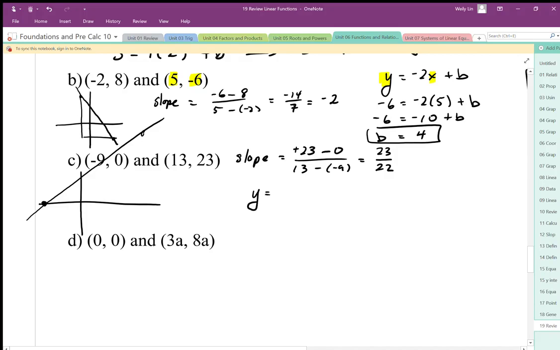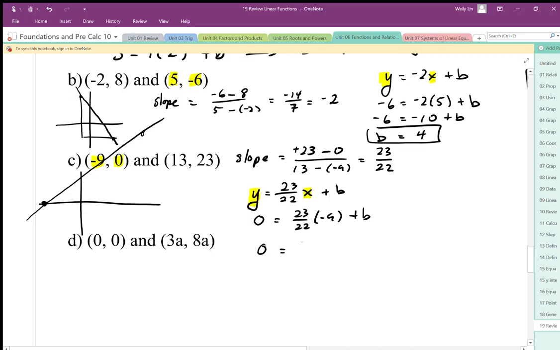We're still going to do the same thing. We're going to plug our slope into our mx plus b. We're going to substitute in one of our coordinates. In this case, I'm going to substitute in -9 and 0 in for x and y. This is going to give us an awkward fraction, but we can still solve this.